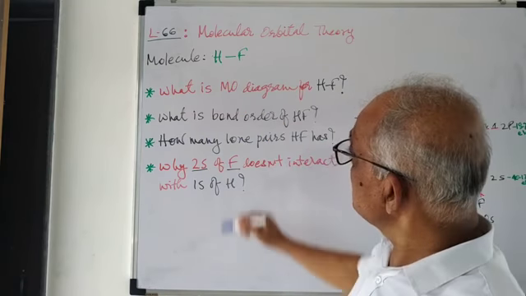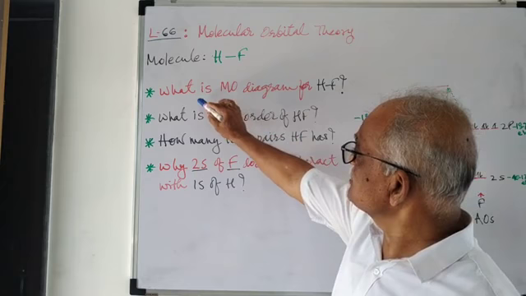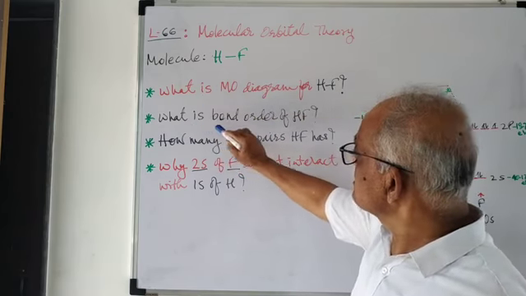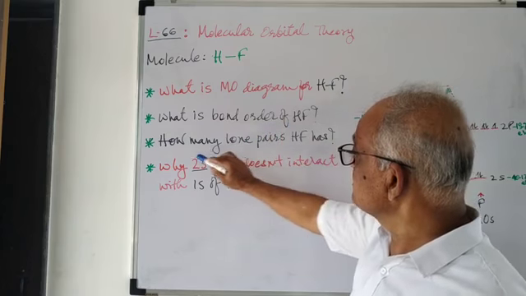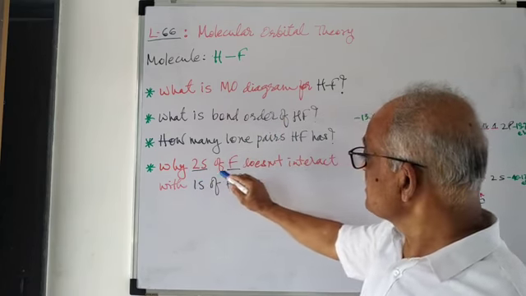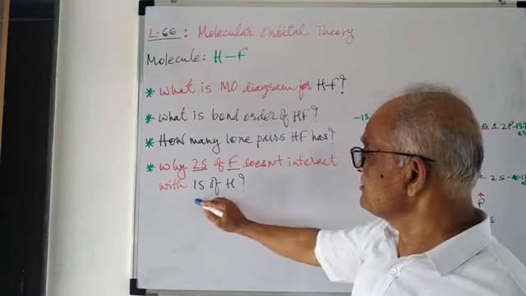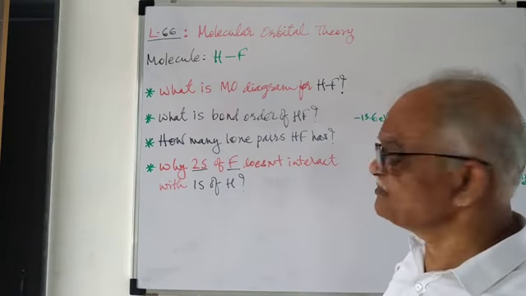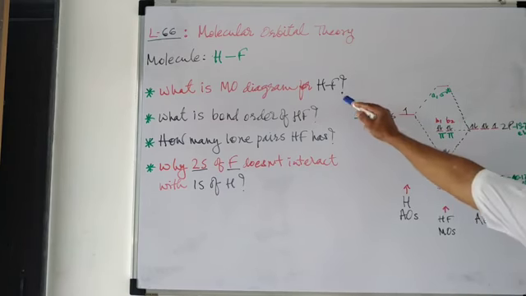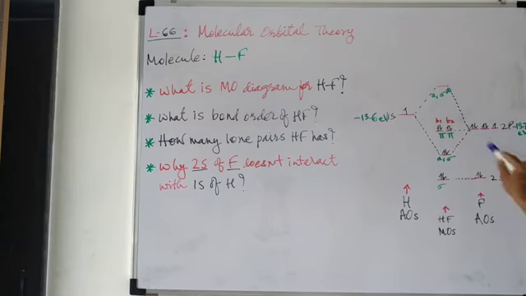In the case of HF, we have to understand what the molecular orbital diagram for HF is, what the bond order of HF is, how many lone pairs there are in this molecule, and why 2s and 2p do not interact with 1s of hydrogen. Such things will be discussed in this MO diagram. So the molecular orbital diagram for this HF molecule is like this.